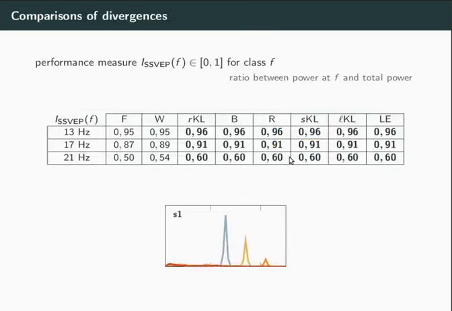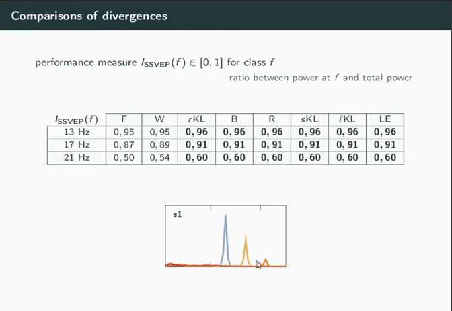And to compare the different methods, we define a performance measure, which shows how discriminating the source corresponding to the SSVP activity is. So we took the ratio between the power at the frequency of interest and the total power of the source in each condition.